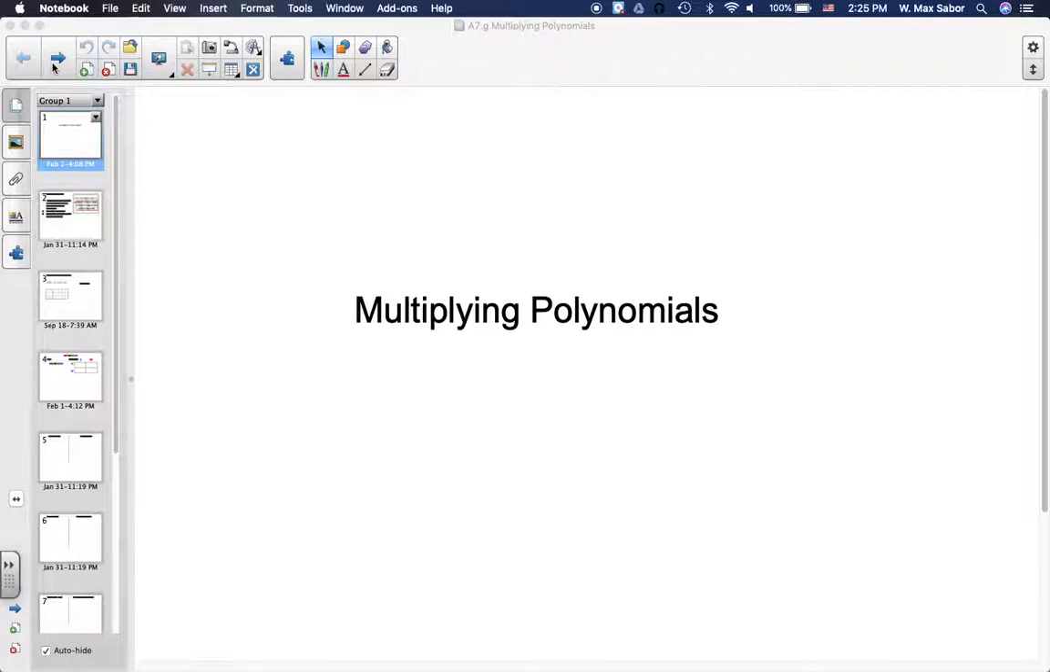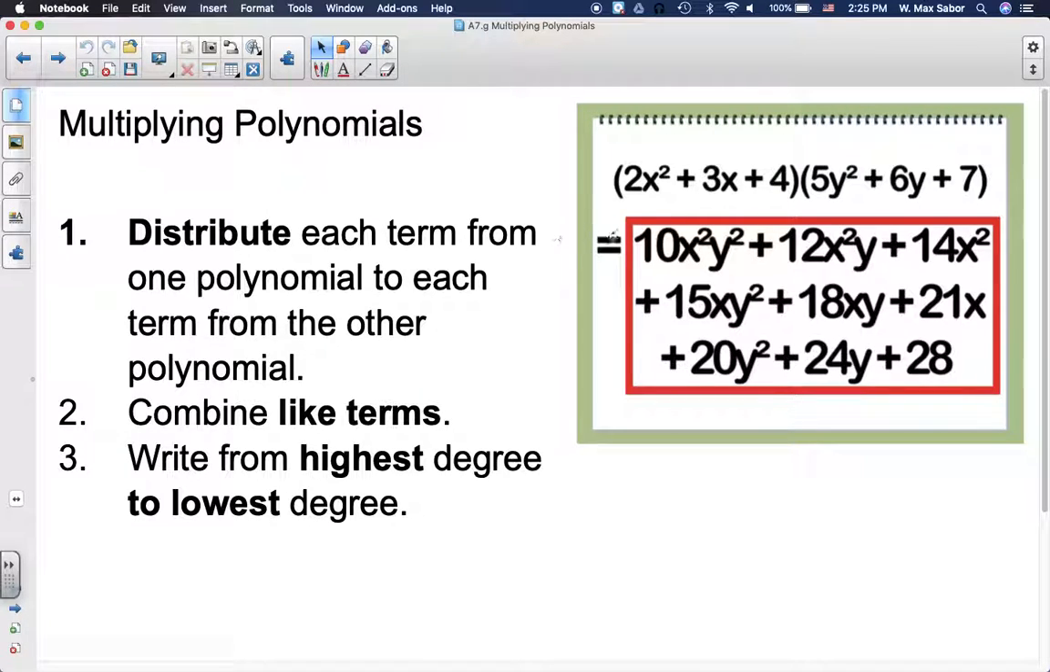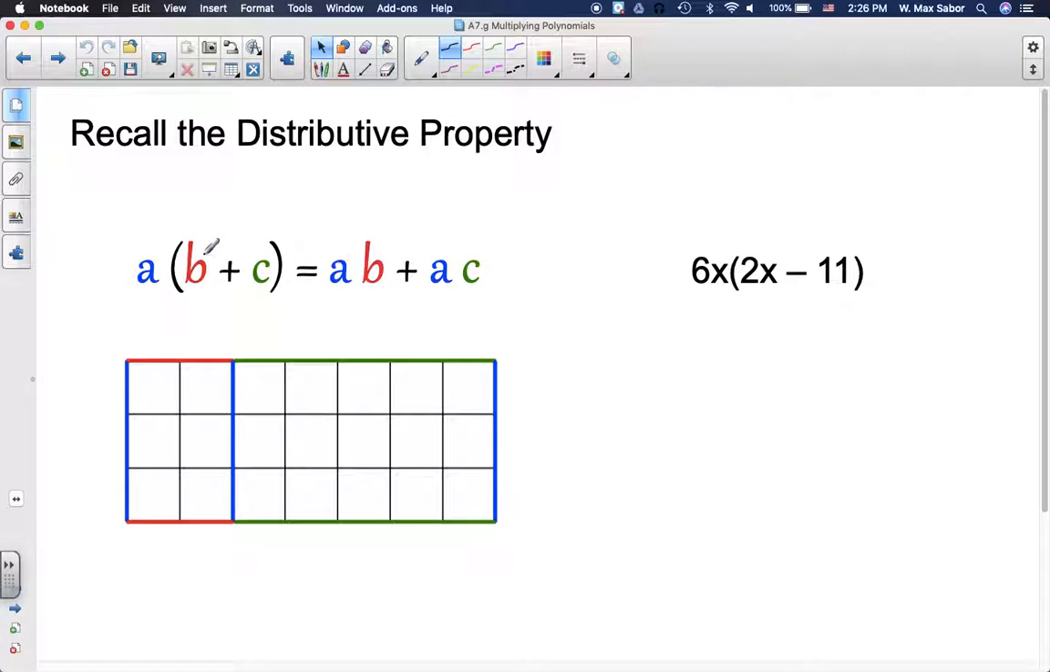Multiplying polynomials. To multiply polynomials, this is what it looks like. We're going to distribute each term from one polynomial to each term in the other polynomial. Then we combine like terms, and we'll write from the highest degree to the lowest degree. So this is based off of the distributive property.